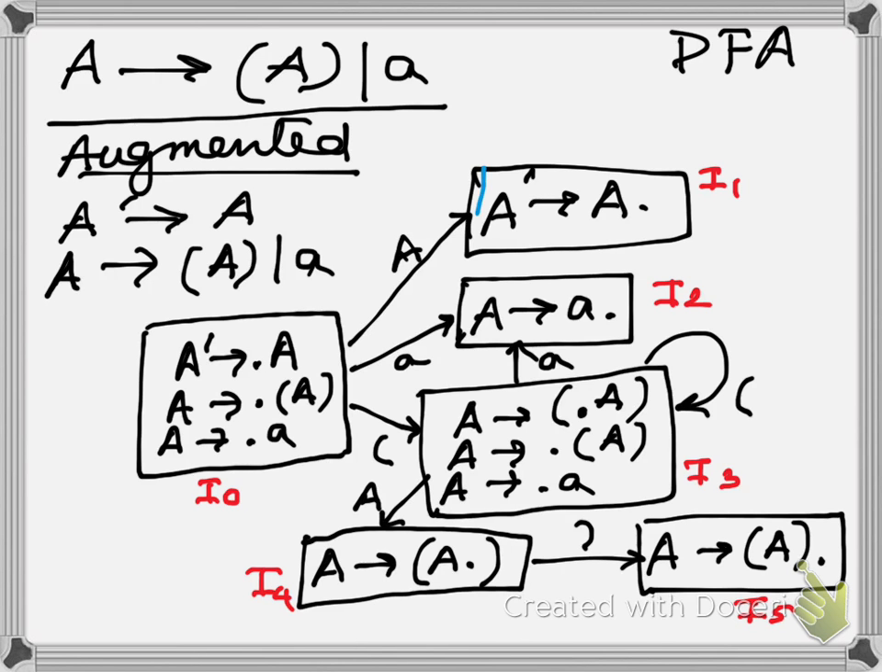So you can see here, this one is a final state. The one here also is a final state because the dot is at the end. Similarly, I5 is also a final state. So these are the final states. For all the others, you see the dot is not at the end. It is somewhere either in the beginning or in the middle. So these are non-final states. And of course, our start state is I0. So once we have this, next we have to construct the parsing table.